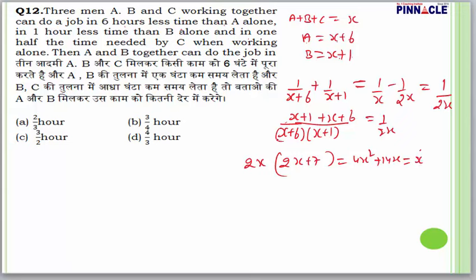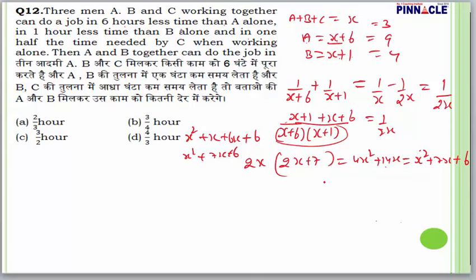Here the value of this would be equal to x square plus x plus 6x plus 6. So you can say x square plus 7x plus 6. So you put here x square plus 7x plus 6. Now this should be equal to 4x square minus x square, that is 3x square plus 7x minus 6 is equal to 0. 3x square plus 9x minus 2x minus 6 is equal to 0.